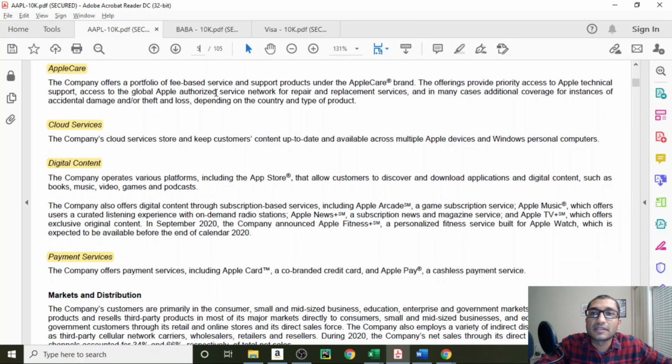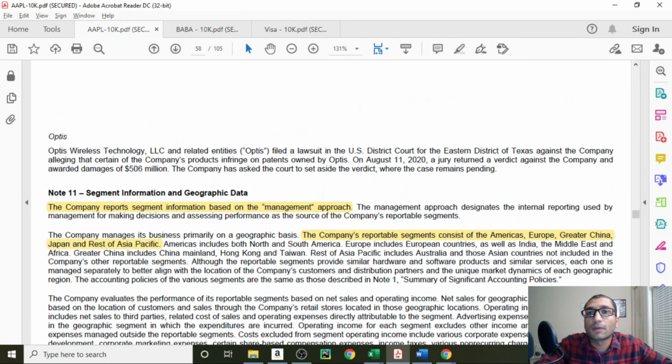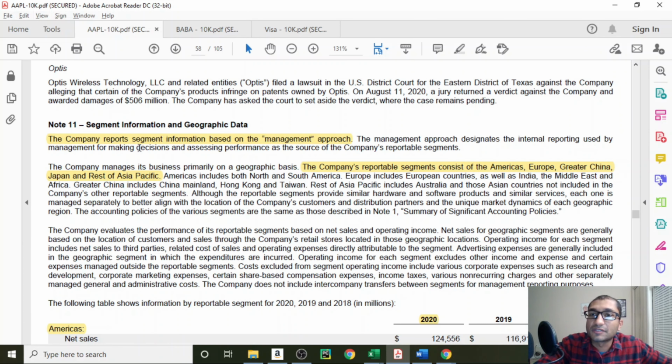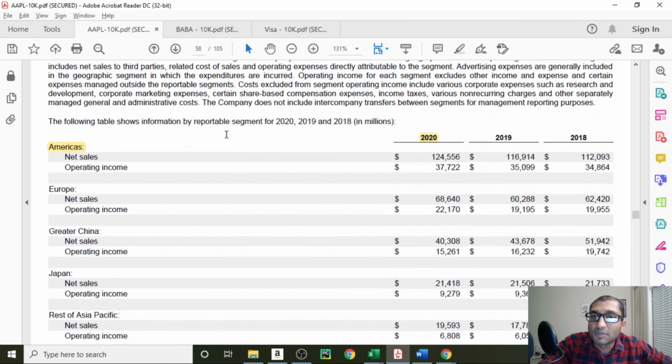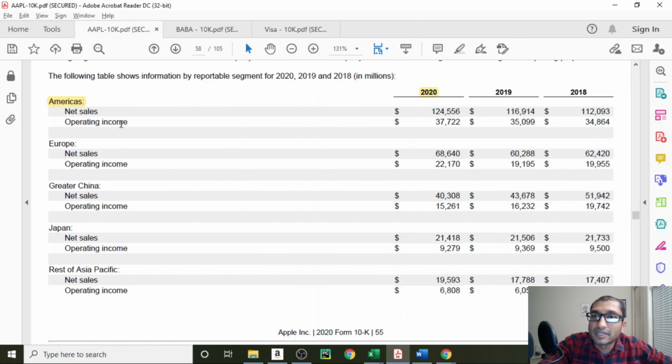On page 58 of this report, Apple talks about its operating segments. Apple says that it reports segment information based on the management approach and that the company's reportable segments consist of Americas, Europe, Greater China, Japan, and the rest of Asia Pacific. Next, Apple provides this table where it breaks down the income brought in across its reportable segments. We can see that the Americas segment brought in the majority of the company's overall sales.